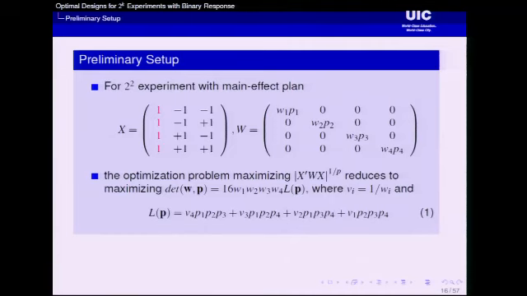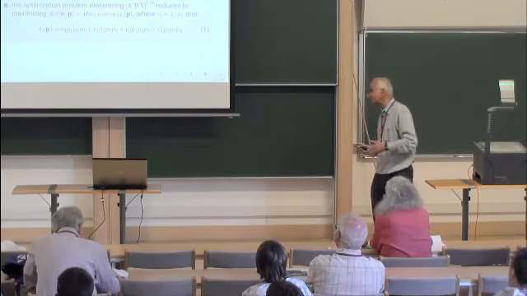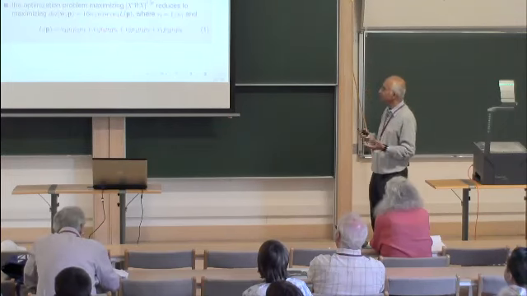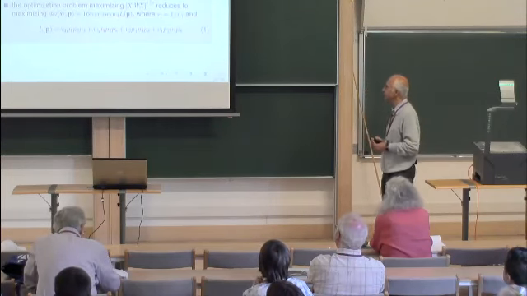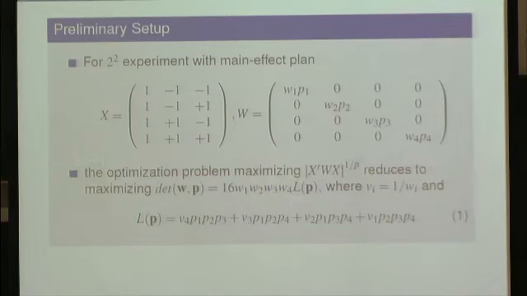So for a 2-square experiment, here is what the criterion looks like. For a 2-square experiment, there are only 4 treatment combinations, and the X matrix would look like that. The first column would correspond to an intercept. We are looking at a main effects plan, so the first one is the main effect of one factor. The second column is the main effect of the other factor. The W matrix looks like this.